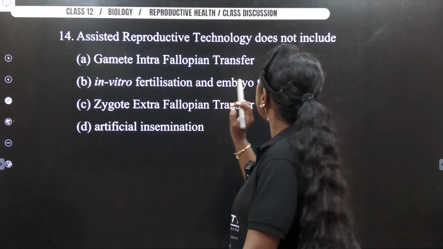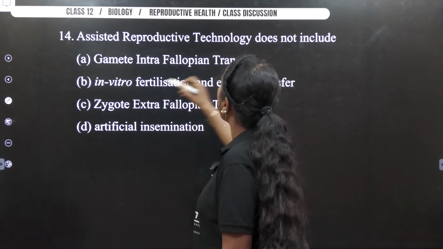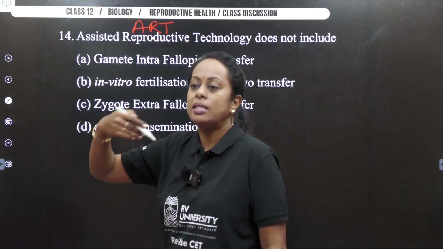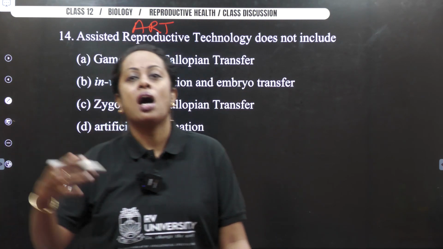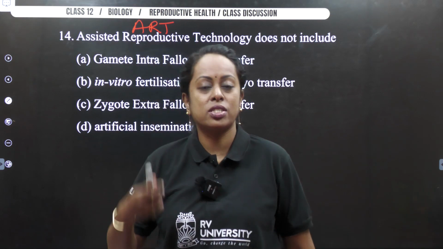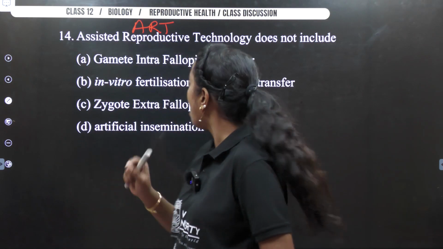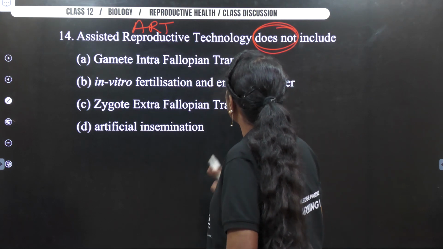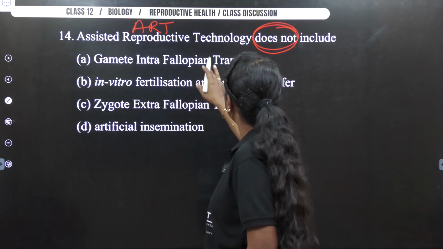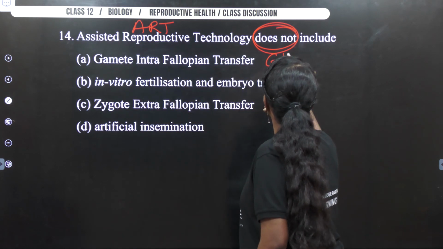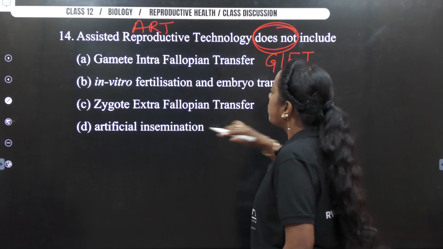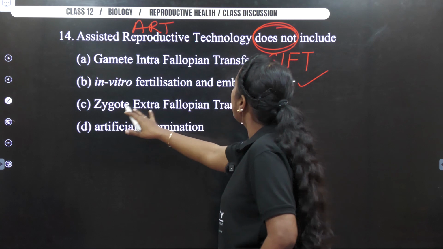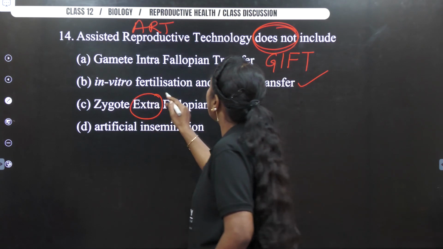Next, assisted reproductive technology does not include. We are talking about ART. If couples are unable to have kids after a few years of their marriage, they go for a technique which is called ART, and the question says does not include. So when we check, gamete intrafallopian transfer, we studied it as GIFT. In vitro fertilization embryo transfer, this happens. Zygote, this should be what?